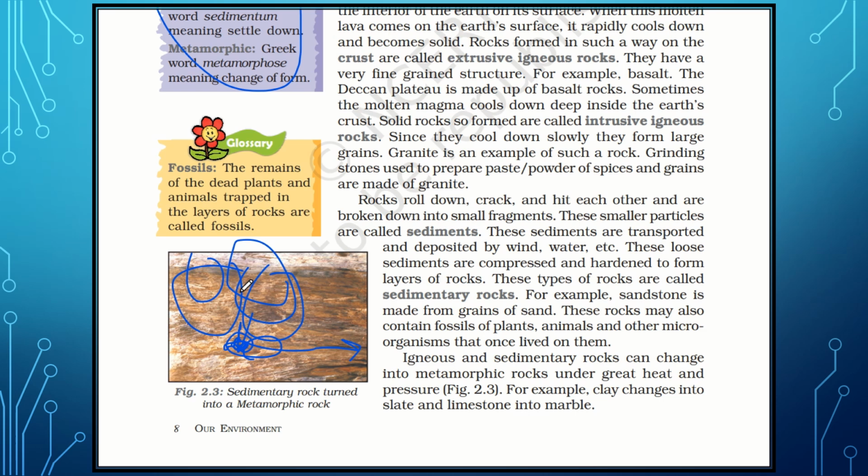So we have some examples. Sandstone is made up of grains of sand. These rocks may also contain fossils of plants, animals, and other microorganisms that once lived on them.